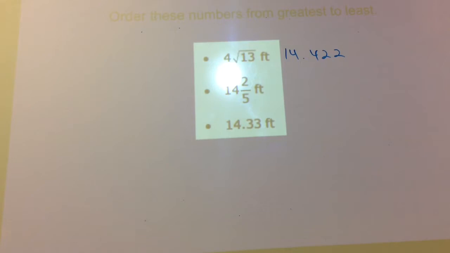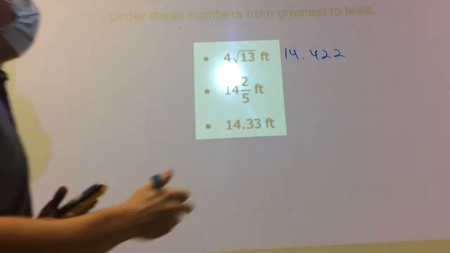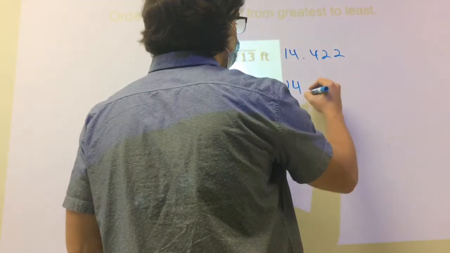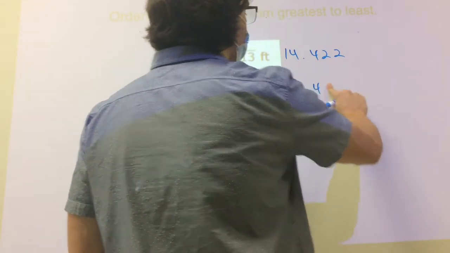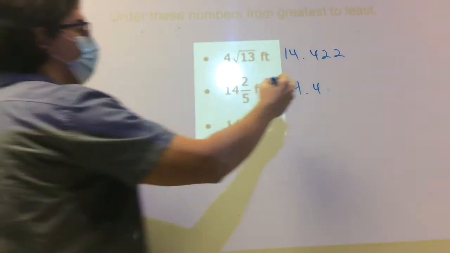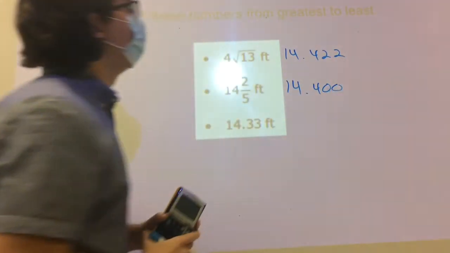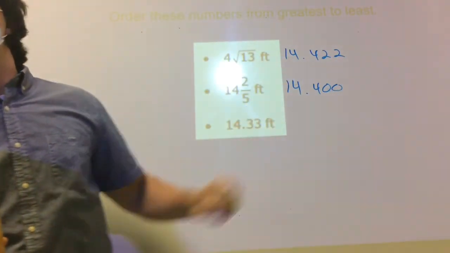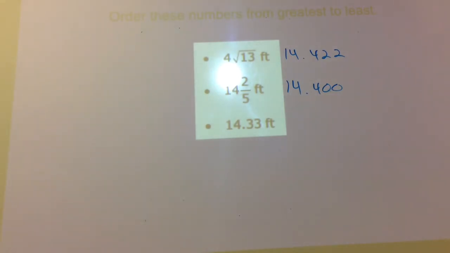Can anybody tell me what 14 2/5 is as a decimal? 14 2/5 as a decimal. Zana, what'd you get? 14.4. Now, Zana said 14.4. I do think there's a benefit, though, to putting these zeros at the end of this number. Does everybody agree with that? Because now I can compare them, and I can clearly see that this number is bigger than this number. Do we agree? 422 is greater than 400.